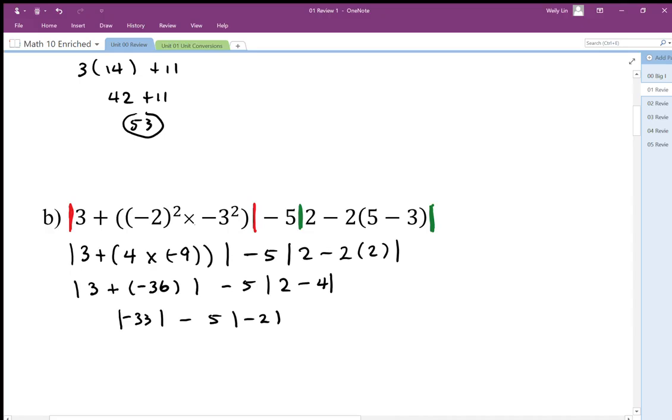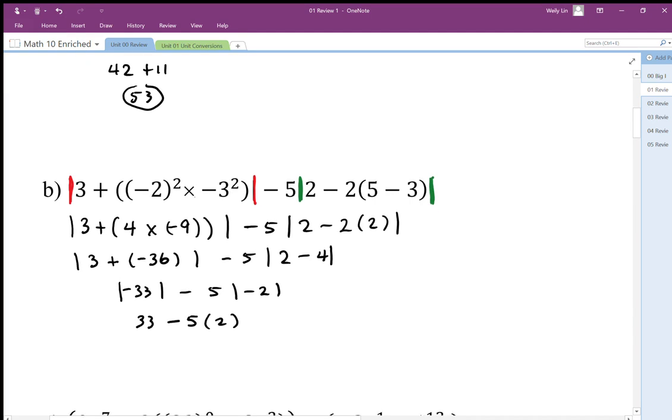This is when we now apply the absolute value. We're going to apply the absolute value to that, becomes +33 minus 5 times +2. Again, we do the multiplication first. So we end up with 33 minus 10 is +23. So there's my solution for that.